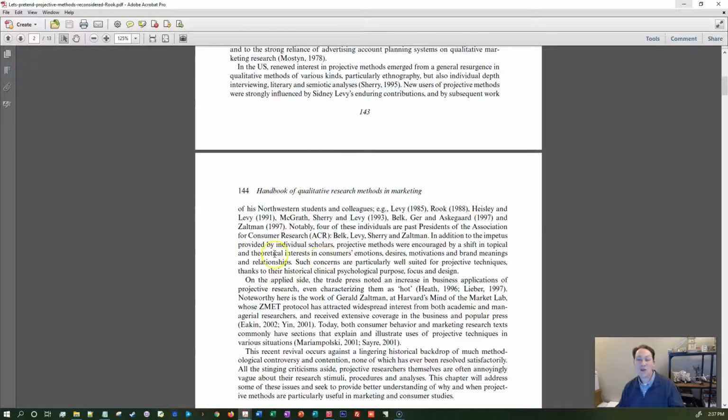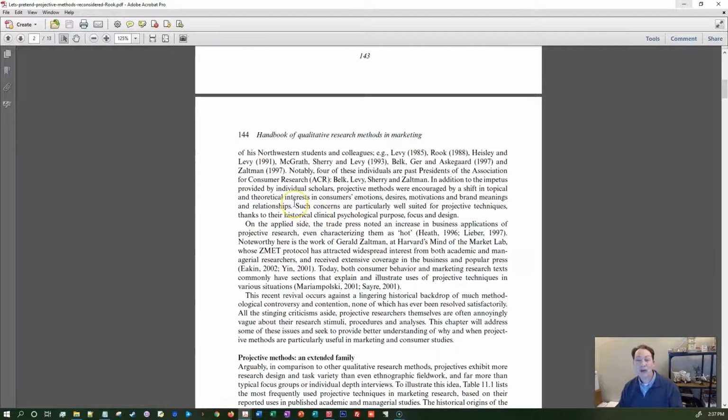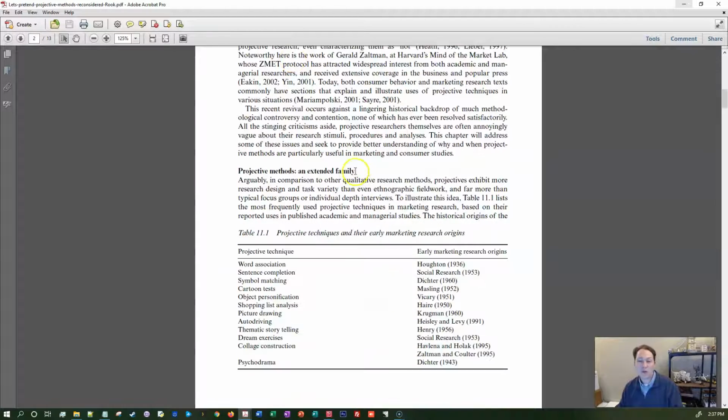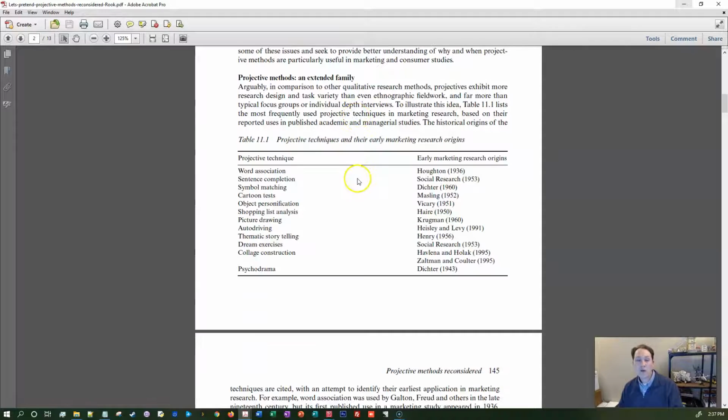And in this case, you're going to see some names that are very familiar from some of the other articles that we've read, people that helped to revive these techniques as they rediscovered them and found that there were new uses for them that hadn't been considered before. So some really useful things in this particular article are in tables, actually. And this table helps you to understand where the different projective techniques can be categorized and where they came from.